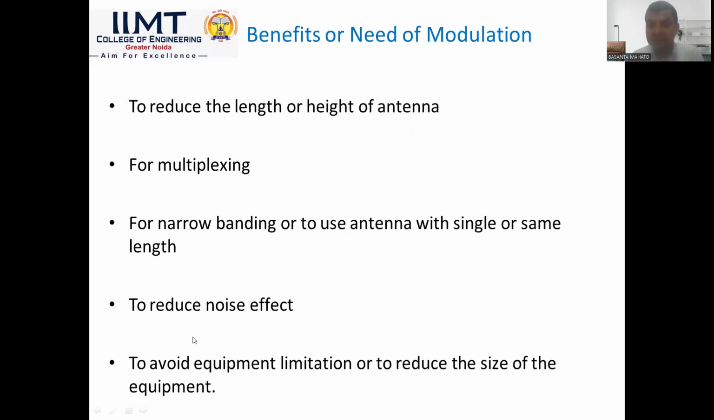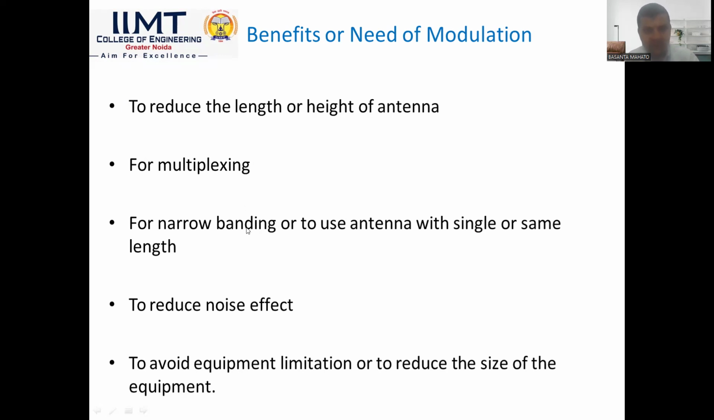What is the benefit or need of modulation? To reduce the length or height of the antenna, and for multiplexing. If you want many signals to travel through the channel, multiplexing is done. If we don't use the modulation technique, we can't multiplex the signals, because in multiplexing we need to select the particular channel, meaning the particular message. So we need to do the process called modulation before transmission.